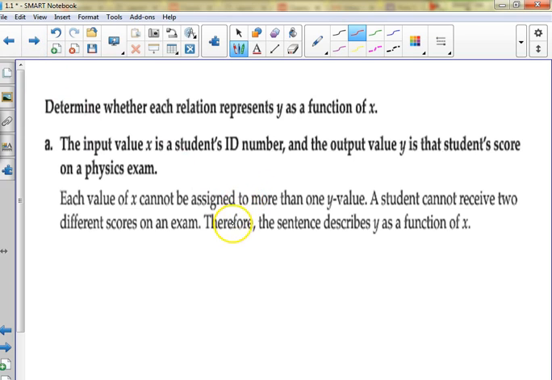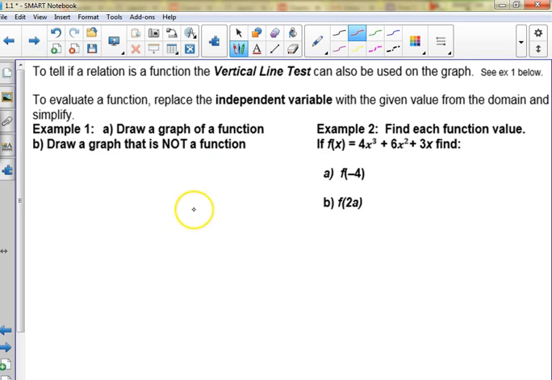All right, here's an application. Determine whether this would be a function. If the input is a student's ID number and the output is their score on one particular physics test, every student who took the test is only going to have one score. Each student, one score. So yes, that would be a function. It was apparently prior to the retake policy.